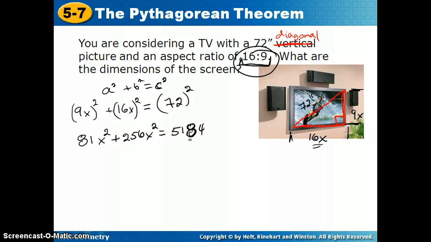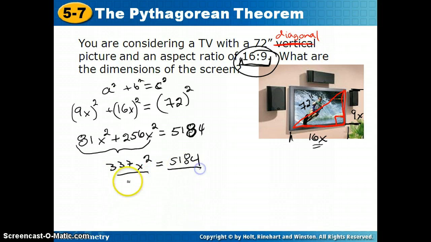It looks a lot worse than it is. So let's see, combine like terms. So 337. This is what my calculator says. 5184. Get the x squared by itself. X squared is therefore 15.38. Now I'm down to rounding.